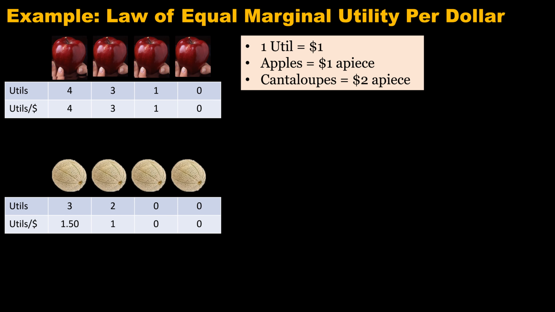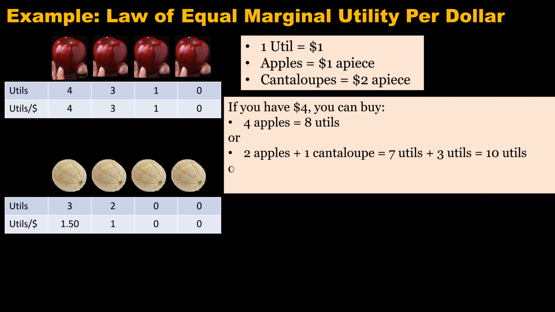If you have $4 to spend, then you have more possibilities. You will notice that the number of Utils for some selections is often greater than its cost. Economists refer to this as consumer surplus, the amount you would be willing to pay over the amount you actually pay.